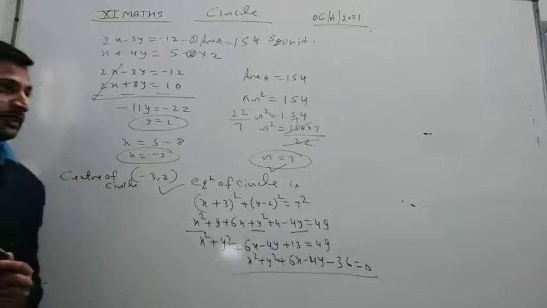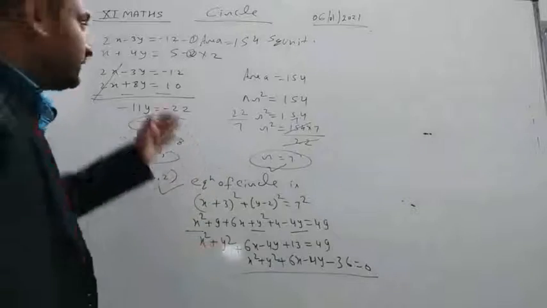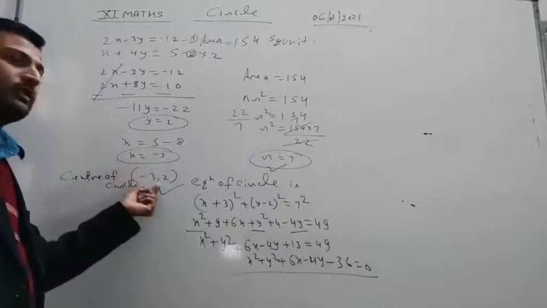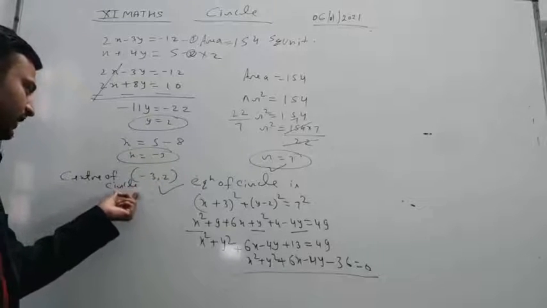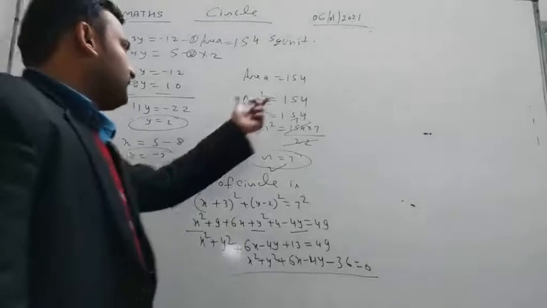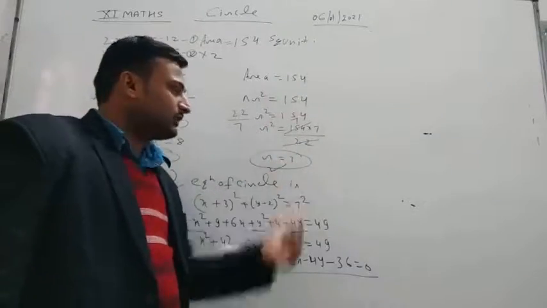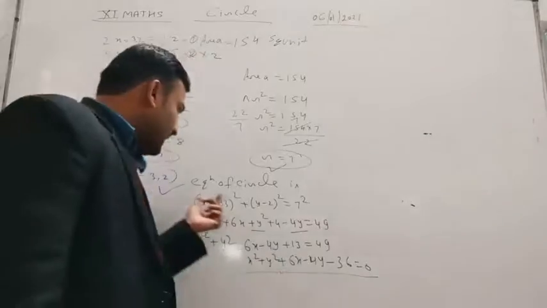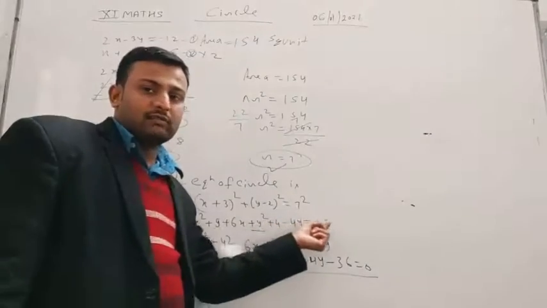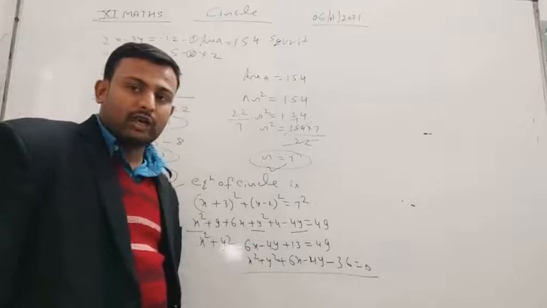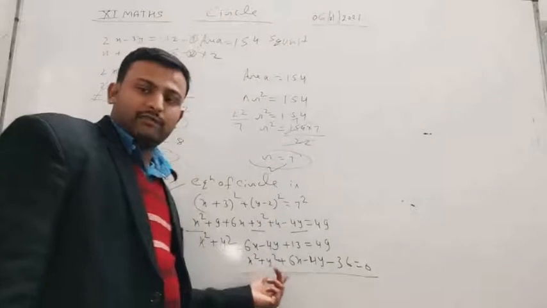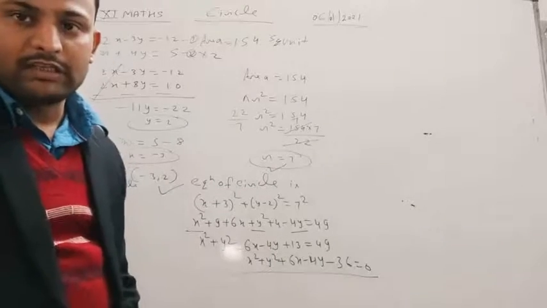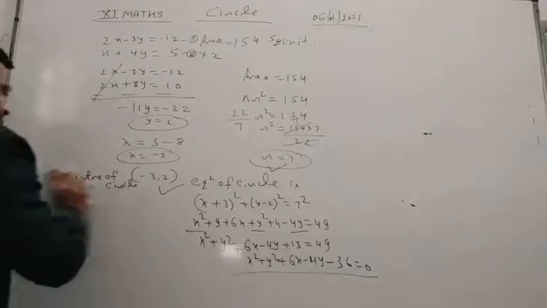This will be our equation of the circle. First of all, from the equation of the diameter, we will find its intersection point. That intersection point will be the center of the circle, and with the help of the area we will find the radius, and when we find the point and radius, we will find the equation of the circle: (x minus h) square plus (y minus k) square is equal to r square. We will put in all the values and solve further. We find the equation of the circle. I hope you understand, students. Now we take another question.